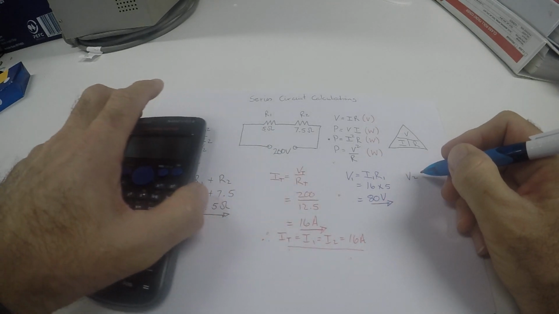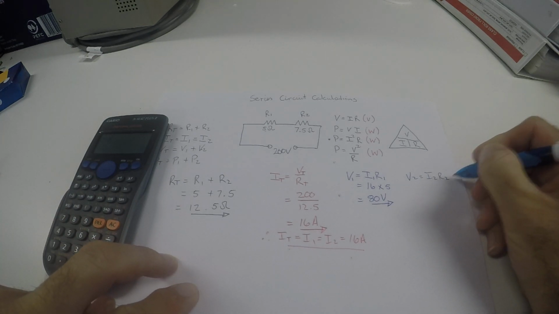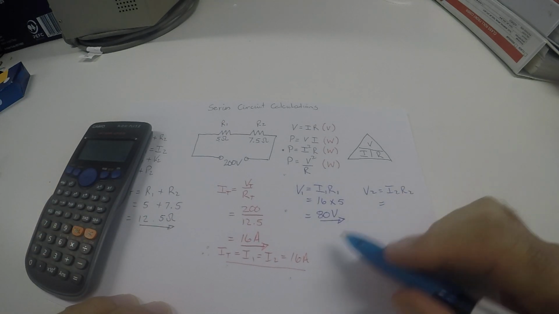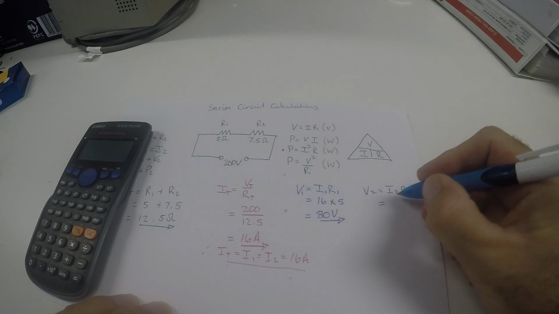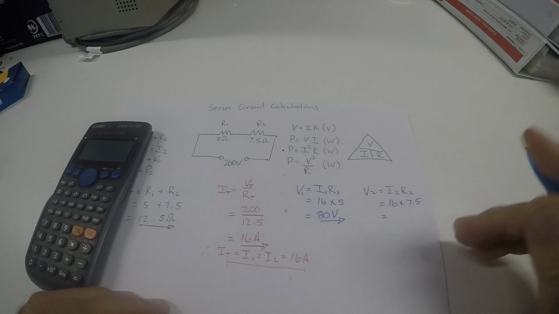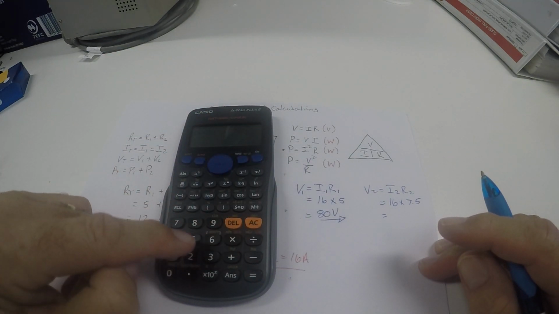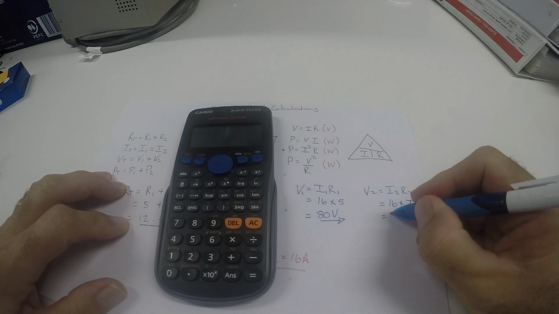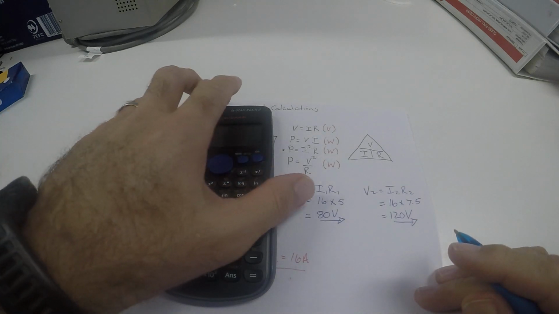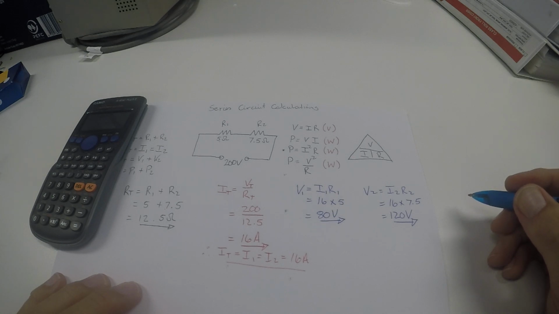V2, let's look at V2. V2 equals I2 R2. I'll just move it slightly so you can see. Again, I2, we can see I2 down here is 16 times 7.5. I put it into my calculator, 16 times 7.5, and it gives me 120 volts.